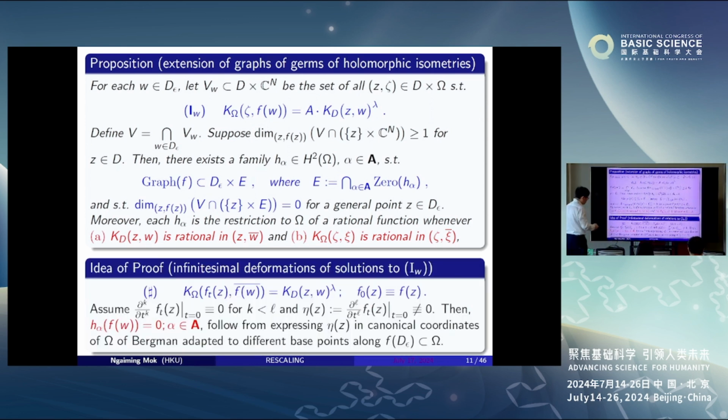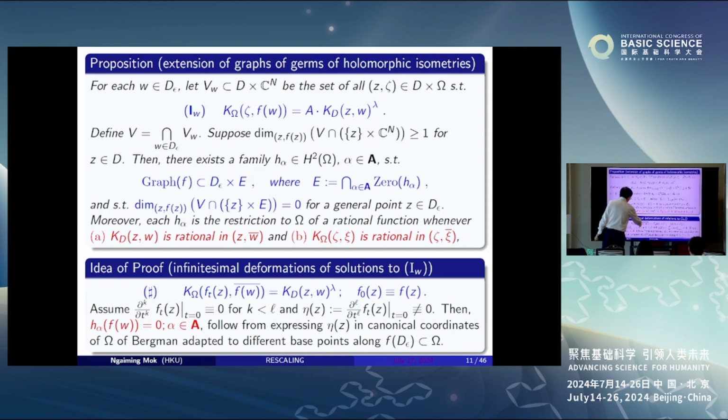Now, I will just say very briefly how this is done. You look at this set of solutions, and maybe that's not just f, you have f_t. So that's a deformation of the common solution, f, which is the germ of the map. And then you can look at this identity, and since the right-hand side does not depend on t, when you differentiate, you would get 0 on the right-hand side.